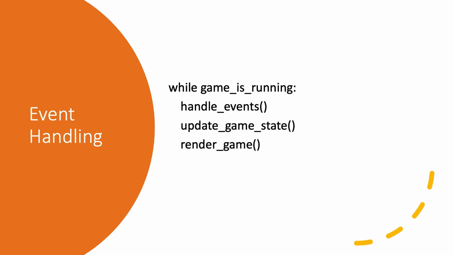This slide presents an example of a while loop used in the context of event handling within a game application. So the loop runs as long as the condition game is running is true, and within this loop, 3 functions are called sequentially: handle events, update game state, and render game. First, the handle events function is responsible for managing user inputs and other events, ensuring that the game responds appropriately to user actions such as key presses or mouse movements.